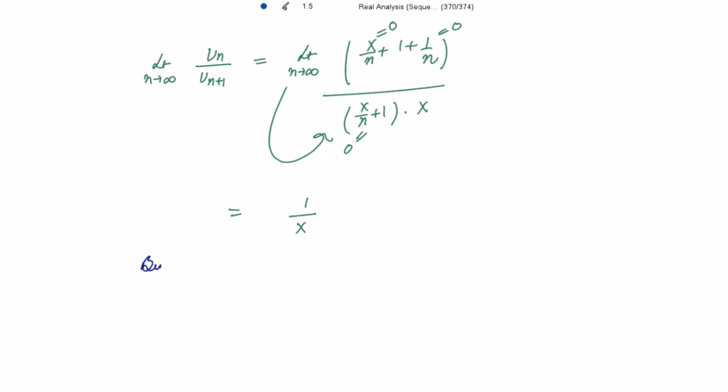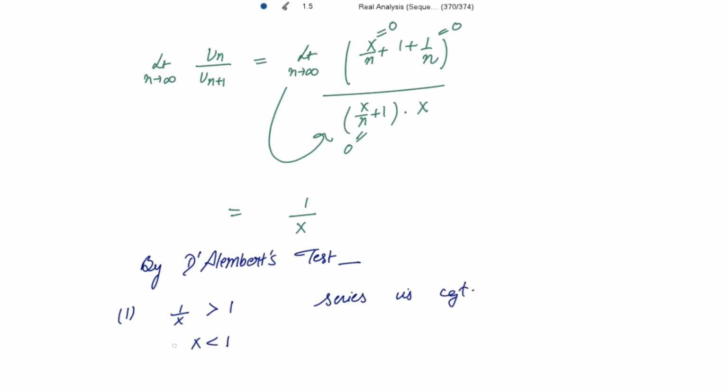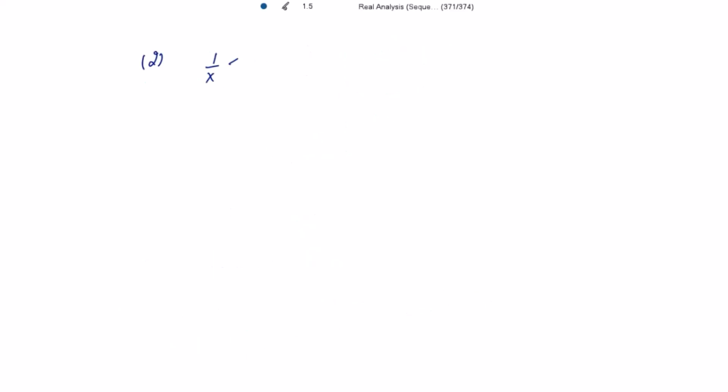And now by using the d'Alembert's test, this limit 1 by x, if this limit is greater than 1, then the series is convergent. 1 divided by x greater than 1 means x less than 1. So for this condition, the series is convergent. And if the limit is less than 1, then the series is divergent. That is, for x greater than 1. For this condition, the series is divergent.